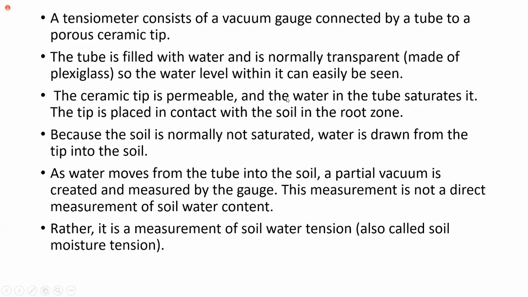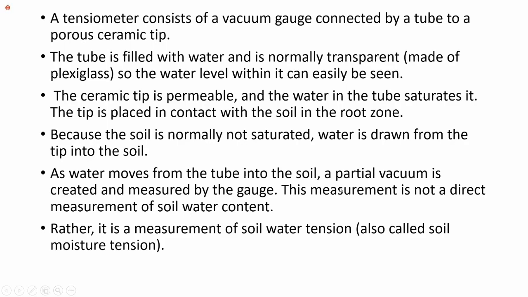Water in the tube saturates the ceramic tip, and the tip is placed in contact with soil in the root zone. Because soil is normally not saturated, water is drawn from the tip into the soil. When the water moves from the tube into the soil, a partial vacuum is created, and that is measured by the gauge.